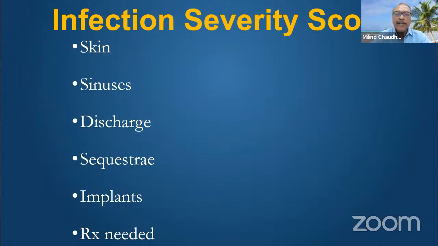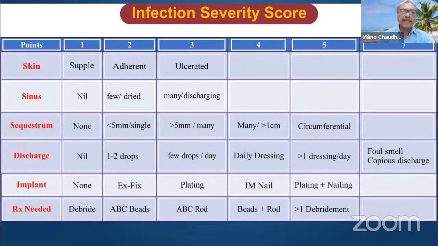So these are not the same infections. How many sequestra are there? Is there a large sequestrum? Is there a tiny sequestrum? Are there multiple sequestra? What are the implants that are present? Is there an intramedullary implant? Is there an extramedullary implant like a plate, or is there a combination? Or did the patient have no implant at all? And depending upon that is the kind of anticipated treatment needed.